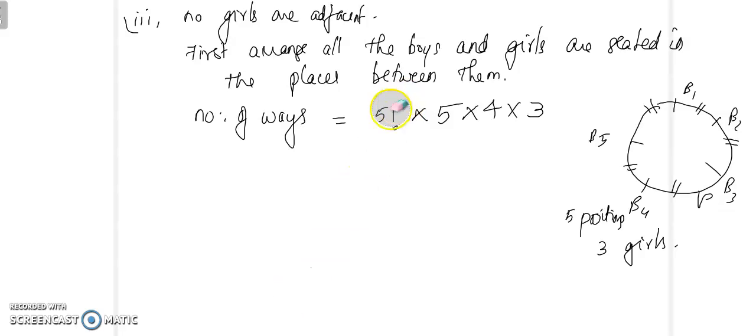Okay, sorry, there is a mistake. The 5 boys are to be arranged, that is 5 minus 1, so it is 4 factorial. So that will give you again 1440. So that is the required number of arrangements.